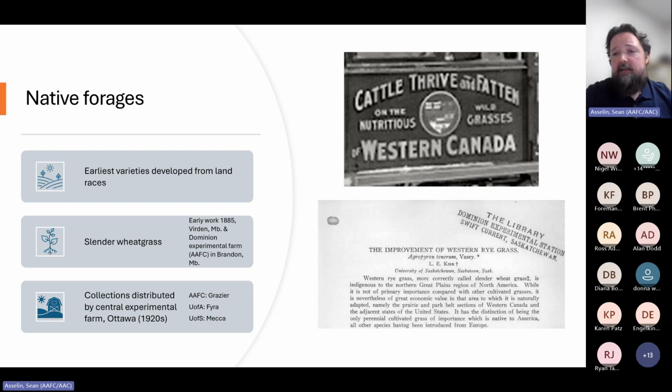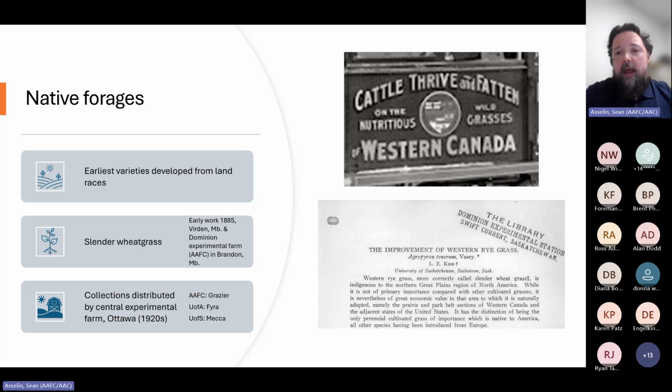Collections were made by that central experimental farm from different sites across Western Canada and redistributed to various public sector entities, including AFC, as well as universities. And in the 1920s, we actually had 3 varieties that were developed of slender wheatgrass. AFC developed a variety called Grazer. The University of Alberta developed a variety called Freya, and the University of Saskatchewan developed a variety called Mecca. So these are very, very old varieties. You can't find them anymore, but there's just a little bit of context that we've been doing this work for a long time.